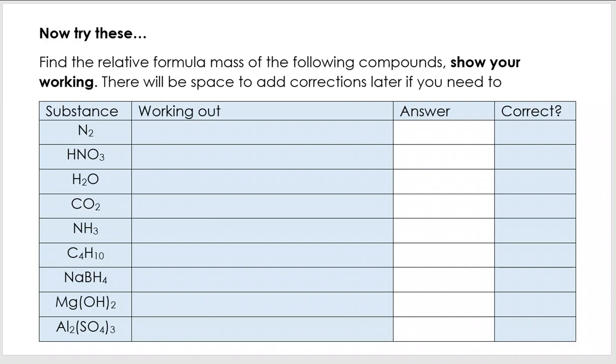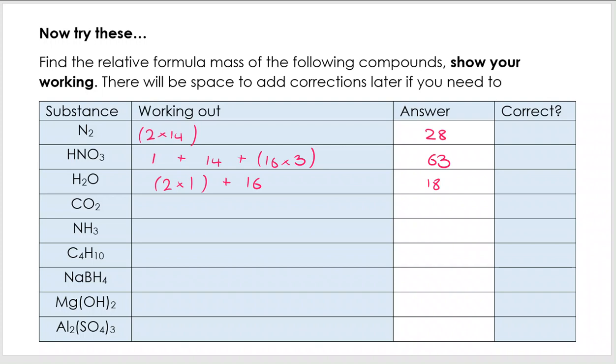So in the first instance, we've got N2. Nitrogen has a mass number of 14. 2 14s is 28. Nitric acid, HNO3, contains a hydrogen, a nitrogen, and 3 oxygens. That's 1, 14, and 3 16s, coming to a molecular mass or formula mass of 63. H2O, water, 2 hydrogens at 1 each, and an oxygen is 16. Add those together, we get 18.